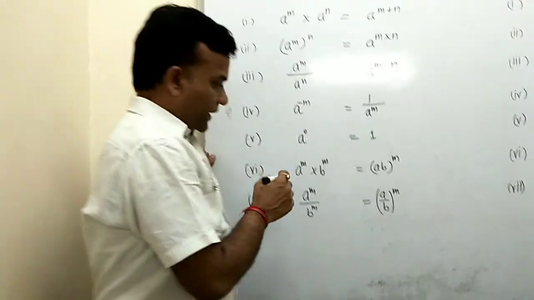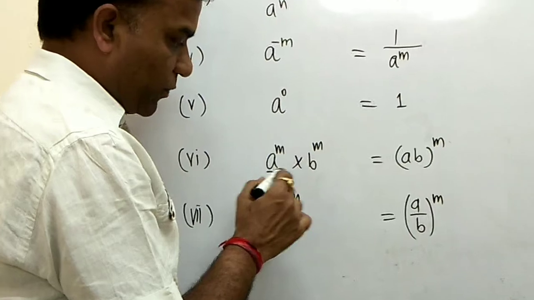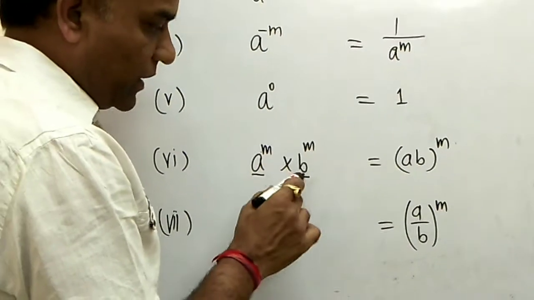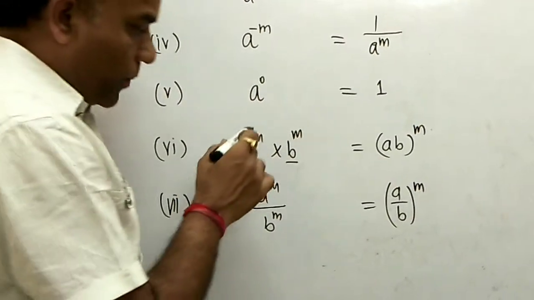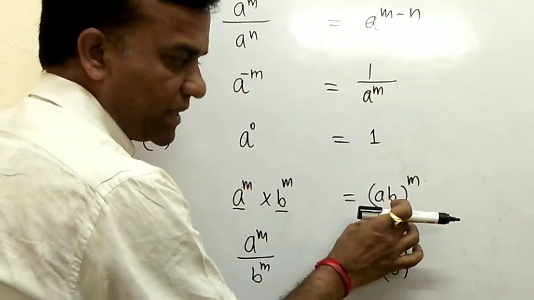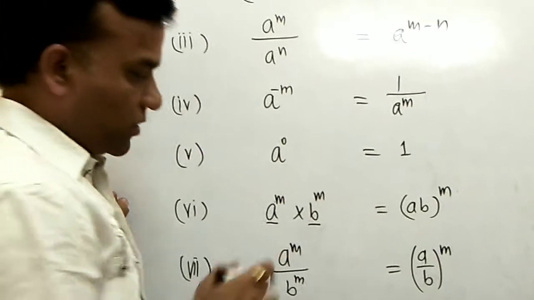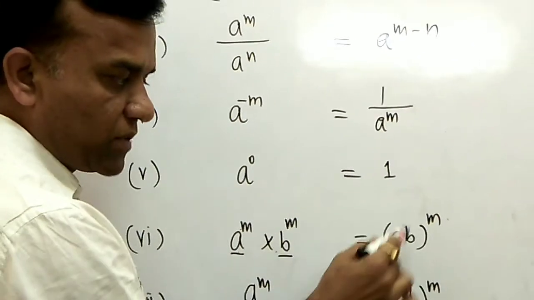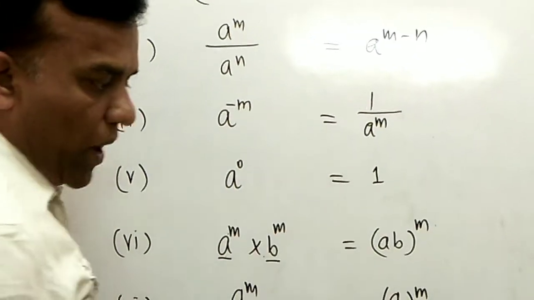And then the sixth law is when the bases are different, like a to the power m and b to the power n, but now the power is the same and the base is different. So the bases are multiplied and the power is common. Both bases are different, so first we multiply the bases and then you put the power as it is.